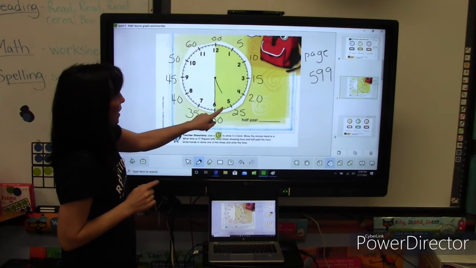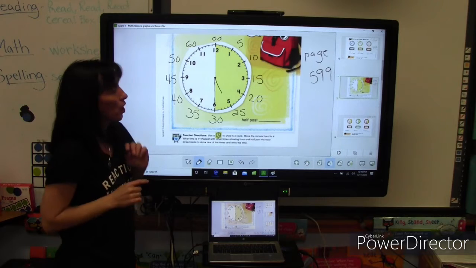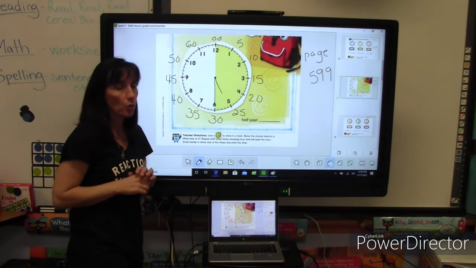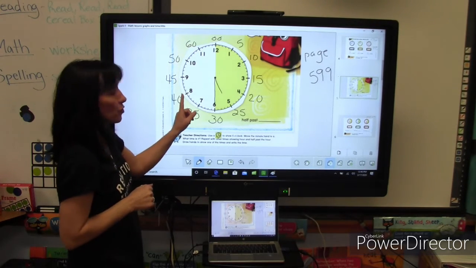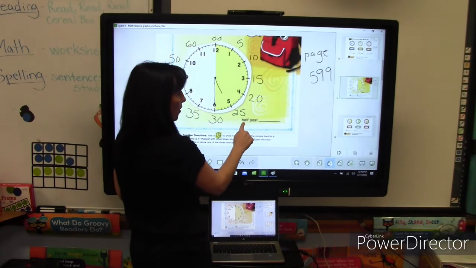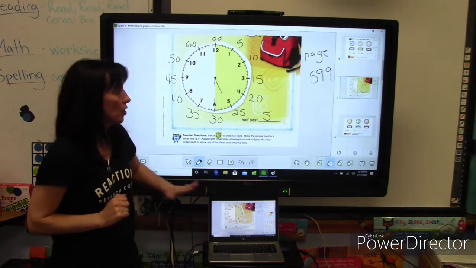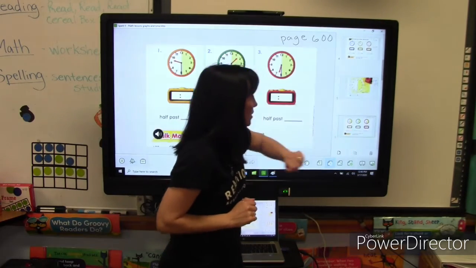When we have a time that's half an hour after, like 5:30, we call that half past. So another way of saying it is, Mr. Patrica gets home from work at 5:30. So I'm going to put that here for our answer, 5:30. Let's turn now to page 600.